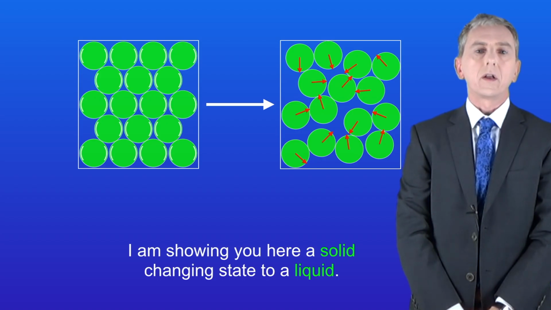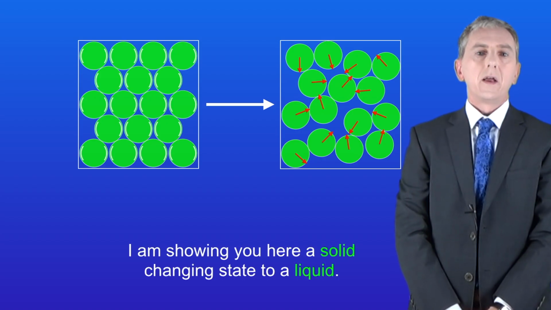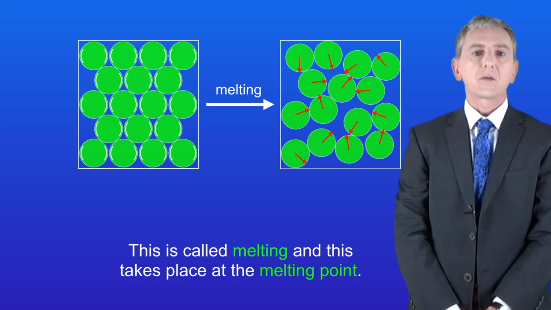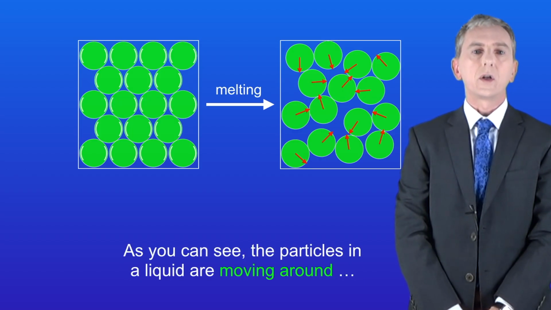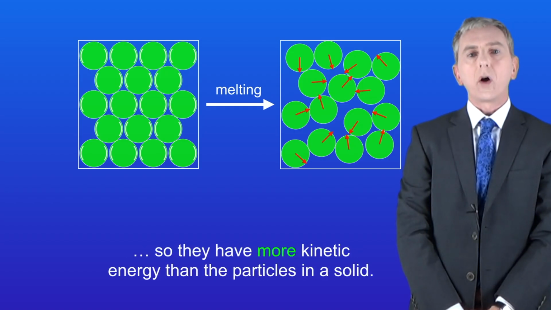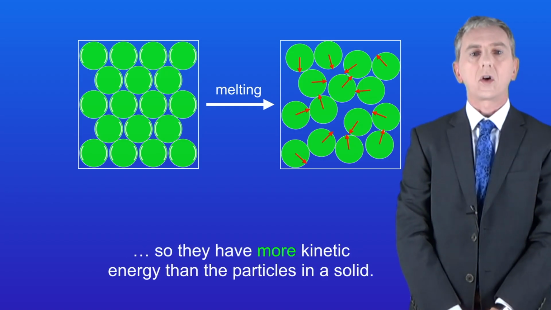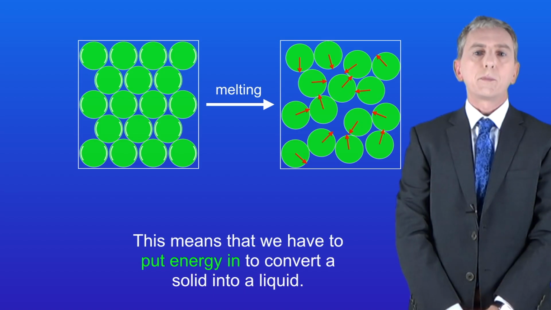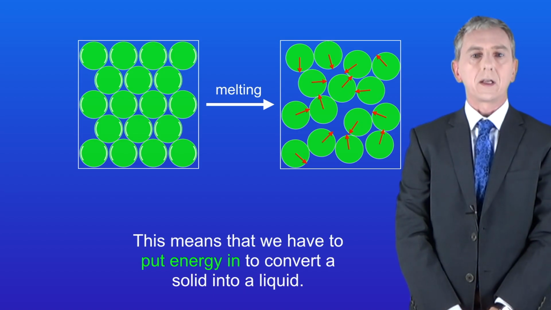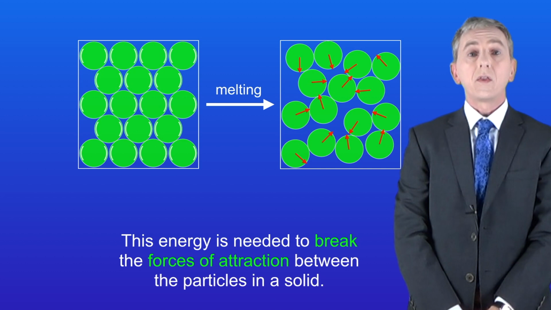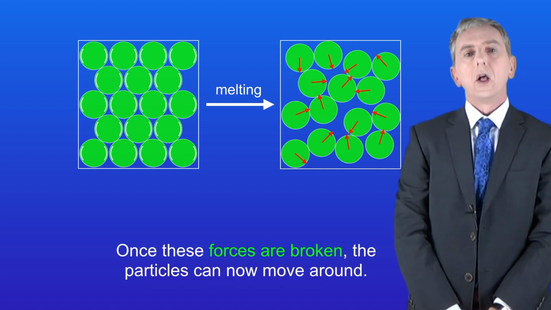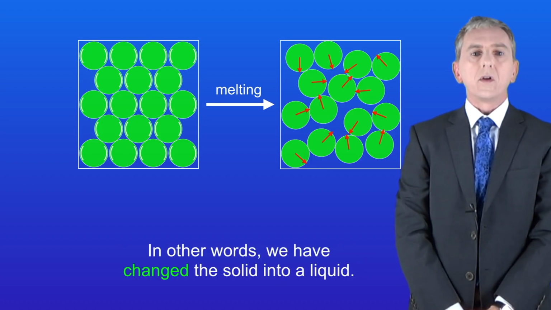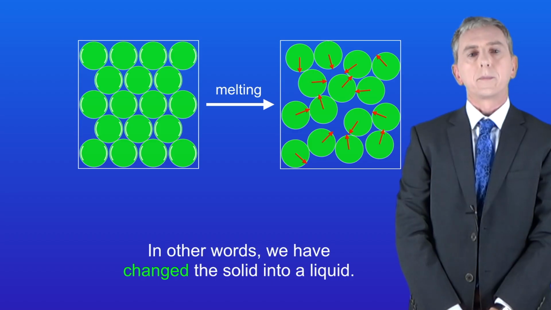I'm showing you here a solid changing state to a liquid. This is called melting, and this takes place at the melting point. Now, as you can see, the particles in a liquid are moving around, so they've got more kinetic energy than the particles in a solid. This means that we've got to put energy in to convert a solid into a liquid. This energy is needed to break the forces of attraction between the particles in a solid. Once these forces are broken, the particles can now move around. In other words, we've changed the solid into a liquid.